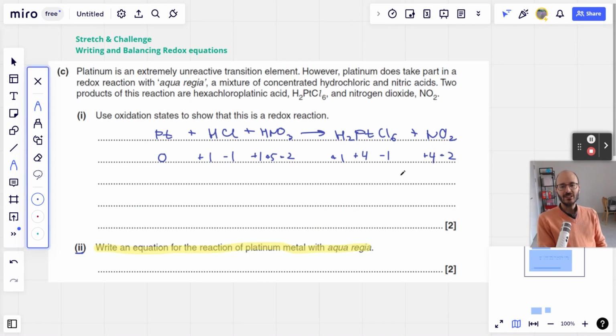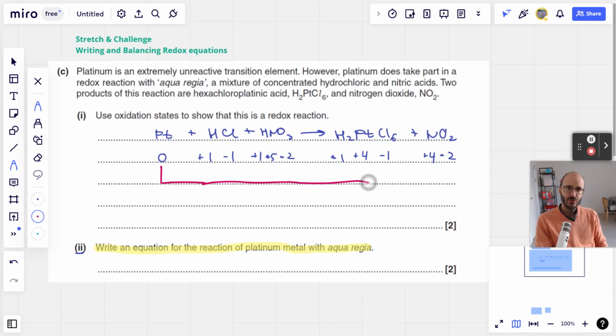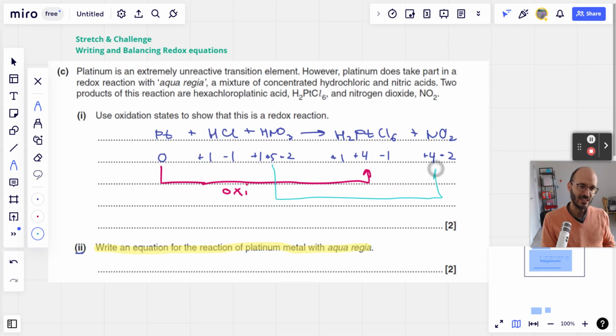Brilliant. So from here, we can clearly see that platinum has gone from 0 all the way up to +4. So that means oxidation. And then equally, we can see that nitrogen has gone from +5 all the way down to +4. And therefore, that is reduction.